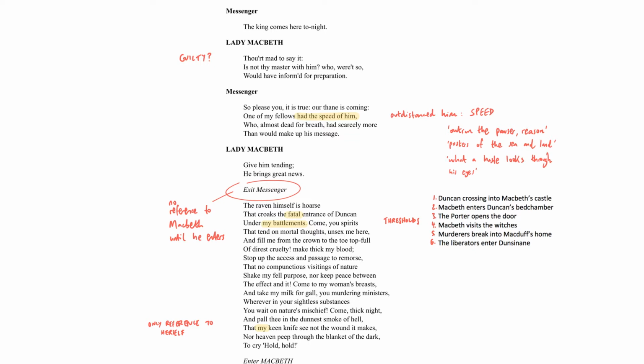So when she's calling on the spirits to prepare the mood, the atmosphere, prepare her for the murder, to unsex her, she doesn't mention Macbeth. So when she's actually plotting, trying to get ready for it, there's no mention of Macbeth. Isn't that strange? It's as if she now sees herself as a solo murderer, despite having just been called dearest partner of greatness. So he enters quite a long time after.